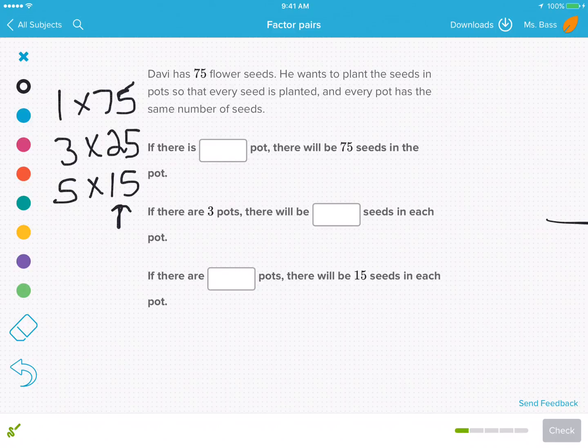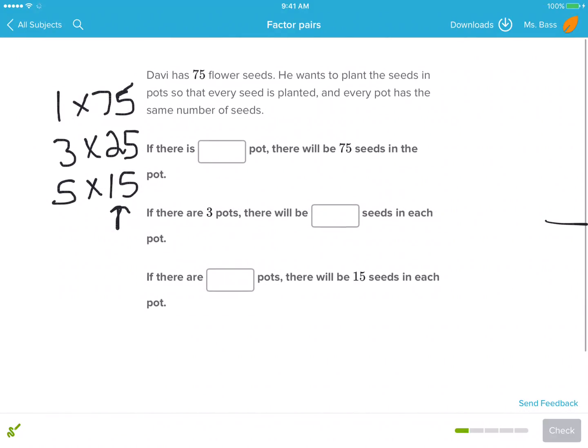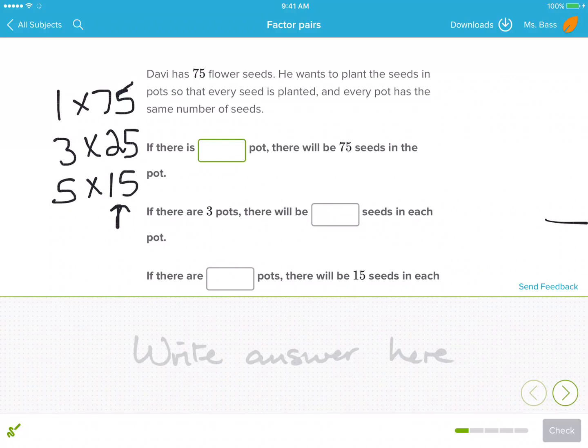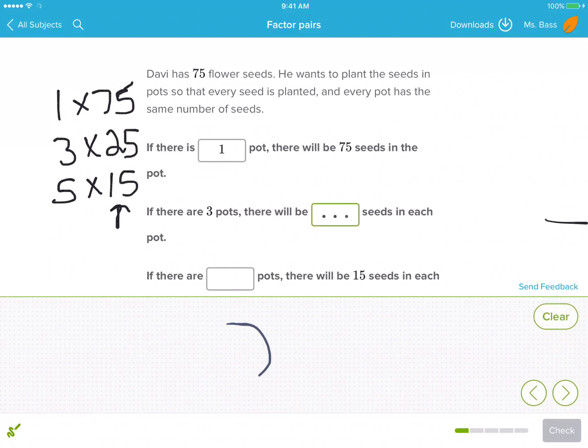Now I can answer my questions. So if I have 75 seeds, I'm going to have 1 pot. If I have 3 pots, I'm going to have 25 seeds. And if there are 5 pots, I'm going to have 15 seeds.